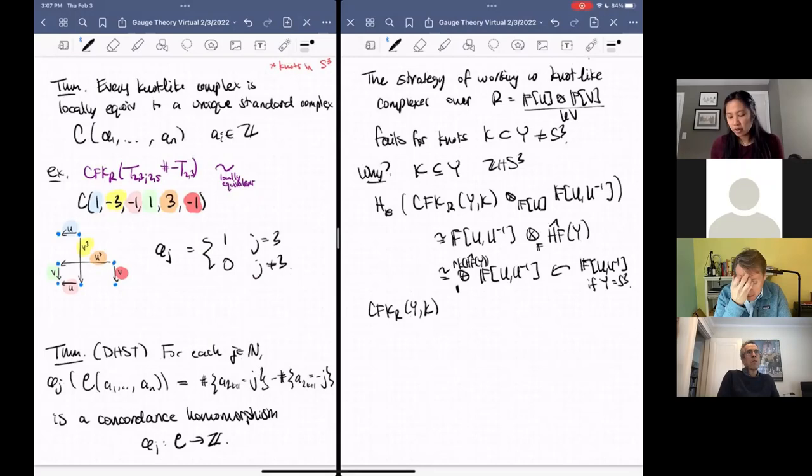And therefore, if we take the knot Floer complex over R for a general knot inside of a general homology sphere, it's not necessarily a knot-like complex, like how we defined it for knots inside of S3. And the key fix for this issue is that instead of working over the ring R, we want to work over the ring X.